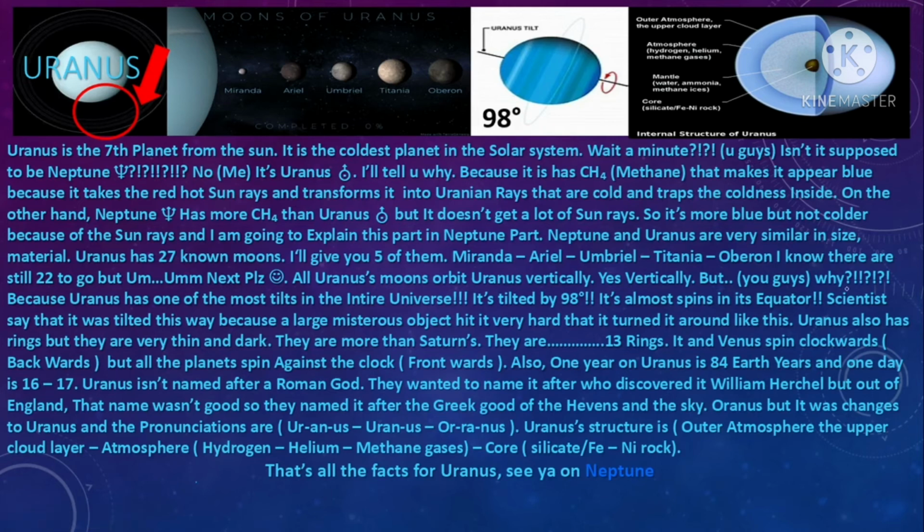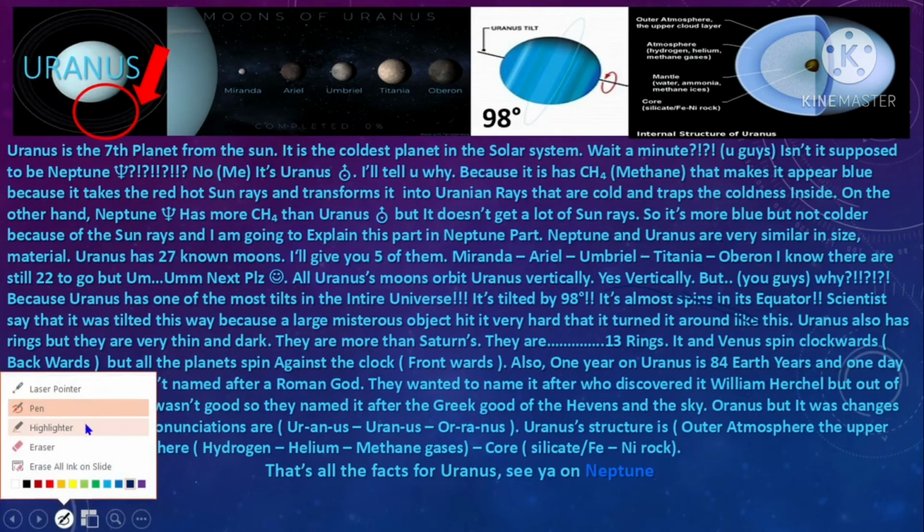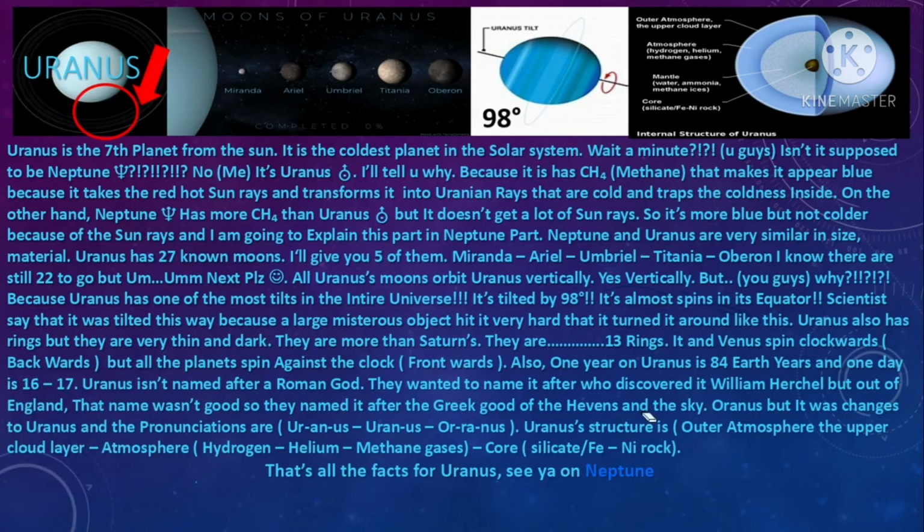Okay, we're going to skip this part. Okay, why? Because Uranus has one of the most tilts in the entire universe, or should I say galaxy, because it's tilted by 98 degrees. It almost spins on its equator. Scientists say that it was tilted this way because a large mysterious object hit it, so it made it this way. Okay, it's very odd that it turned it around like this.